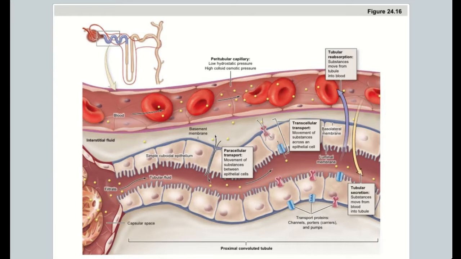It can be secreted actively into the tubular fluid, or it can be reabsorbed back. It is regulated by aldosterone. Remember, aldosterone is responsible for formation of sodium and potassium pumps, and so it regulates potassium as well. Okay, that's all we're going to say about potassium.